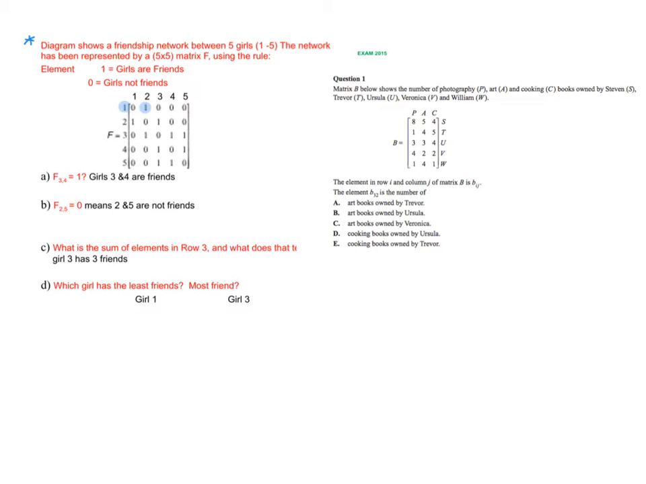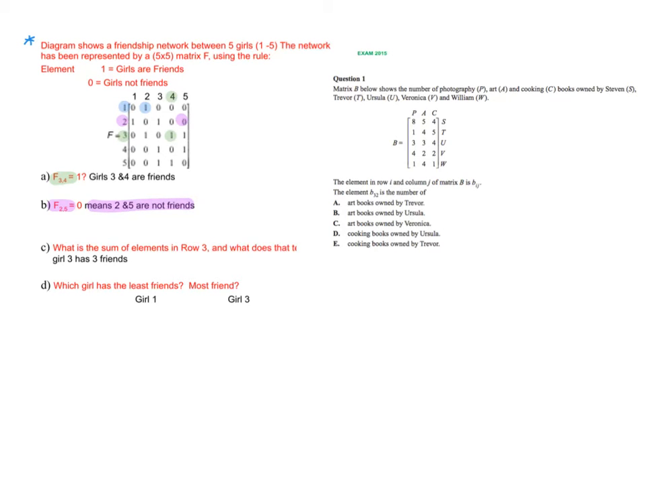All right, so here they're asking me to find F34. That's like that coding where it tells me to go to row 3, column 4. And it says, what is that? And there's a 1 there, so it means that girl 3 is friends with girl 4. Okay? If we do another one, F25, there's a 0. So girl 2 is not friends with girl 5. So there's what that means.